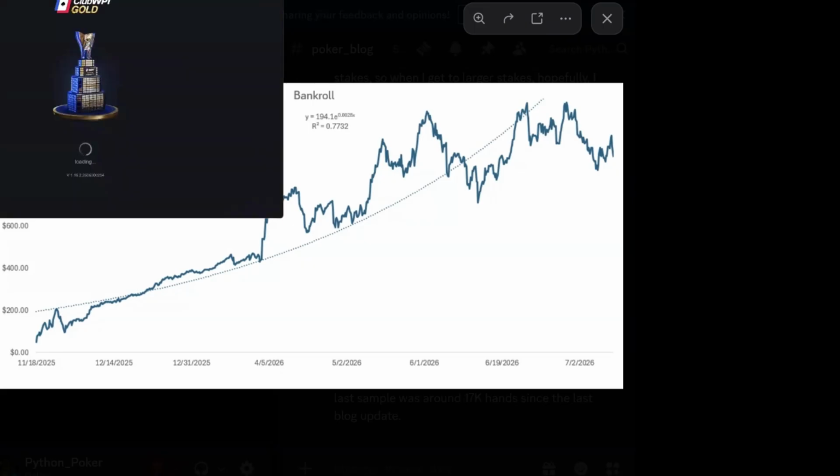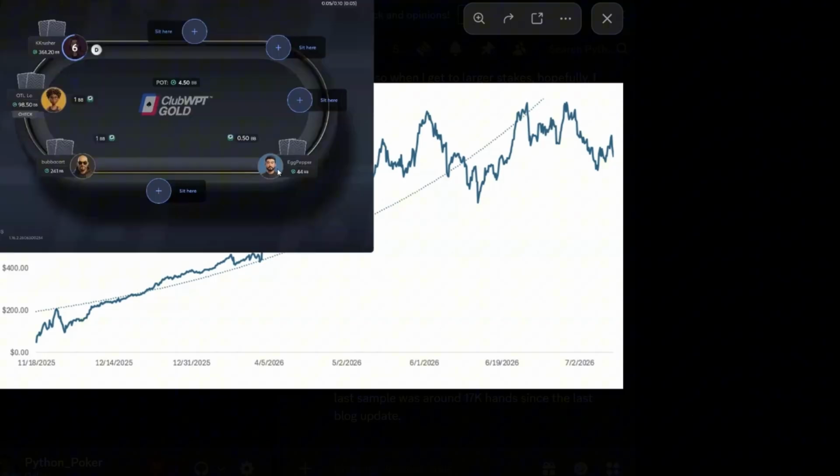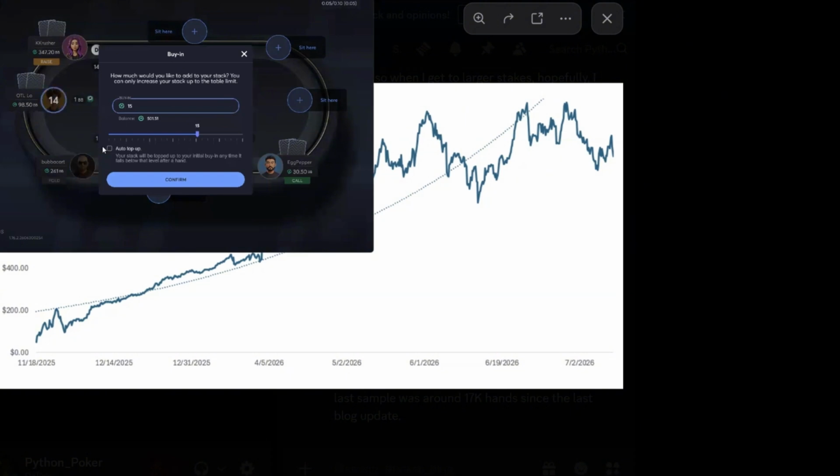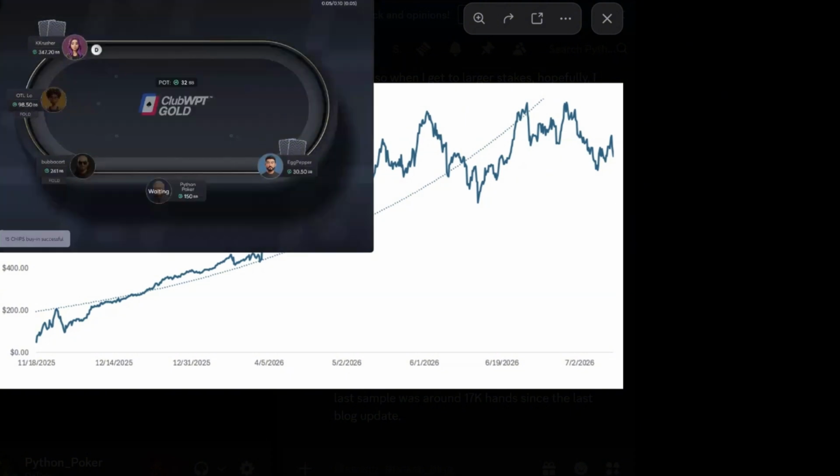Do a play and explain here, with a couple of tables going, and we'll table select. This is a wide player, so we'll just sit beside them and get 4 tables going.